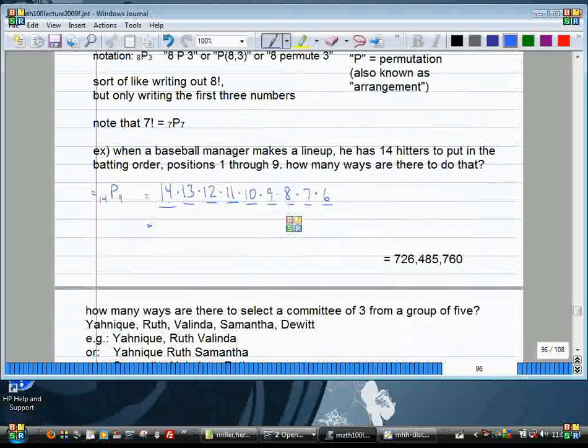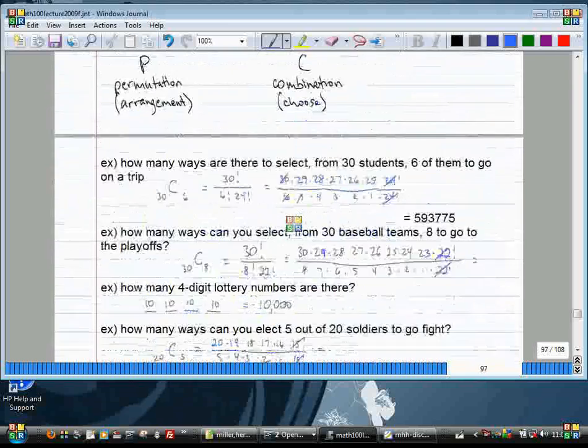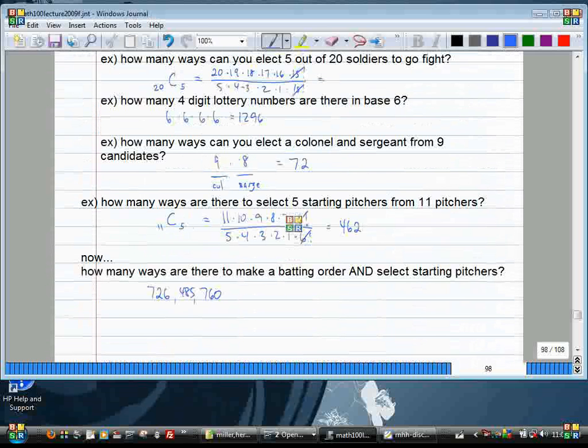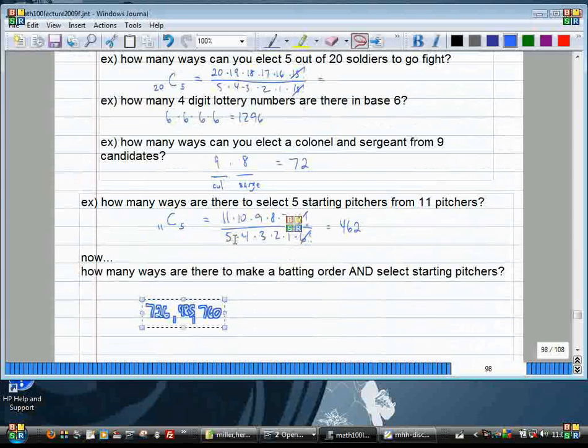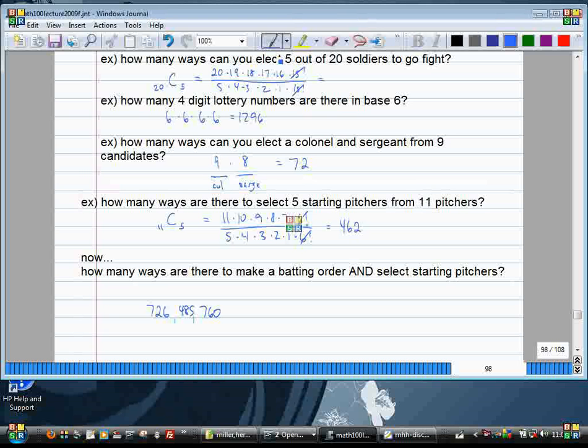How many ways? If you have 14 hitters, you have to make a batting order 1 through 9. Wouldn't it be both combination and permutation? Okay. So how would this look? Well, the first one to make a batting order would be combination, and then the second one to select starting pitchers. You already chose like 5 pitchers or something, so that means you only have 6 players left. No. We're starting from scratch. We're not assuming that I've already done anything. Basically what I'm doing is we're cheating because I'm saying we've already done little parts of this problem.